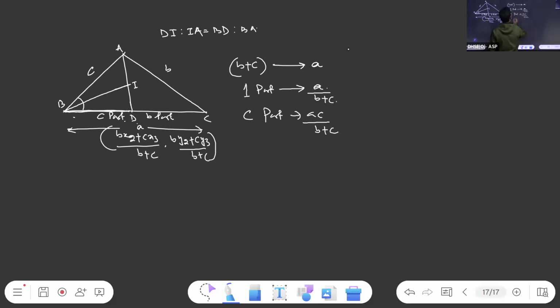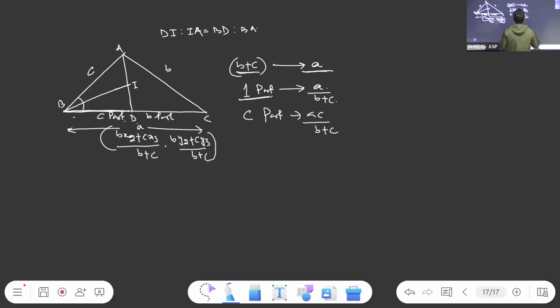Once more, okay. Arnab, total BC length is A unit, of which BD is C part and DC is B part. Total B plus C part corresponds to length A. One part will be A upon B plus C. C part will be AC upon B plus C.